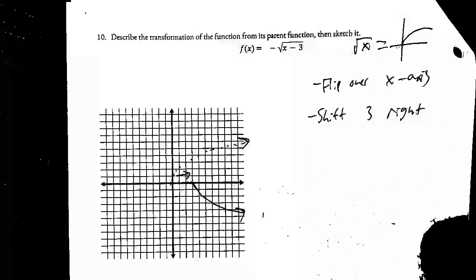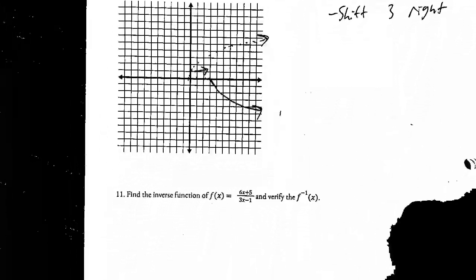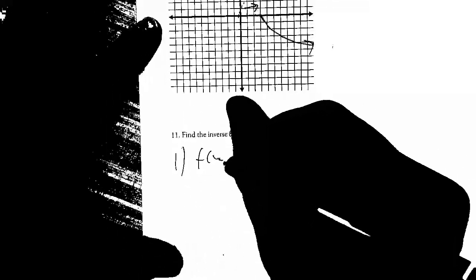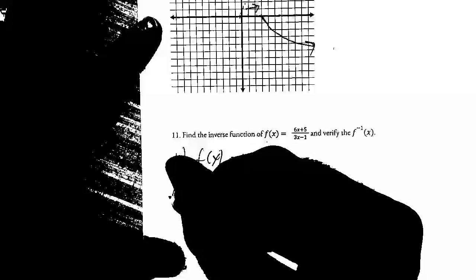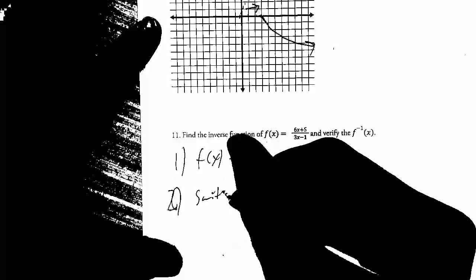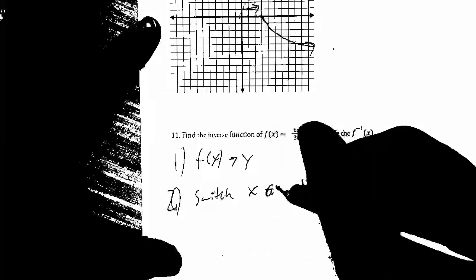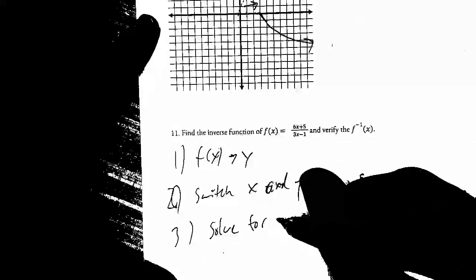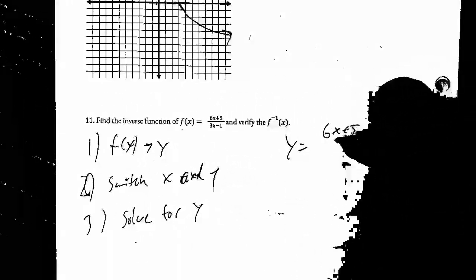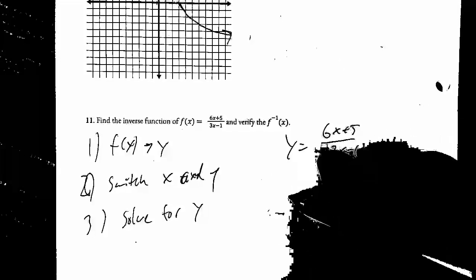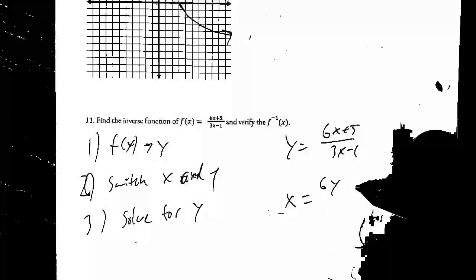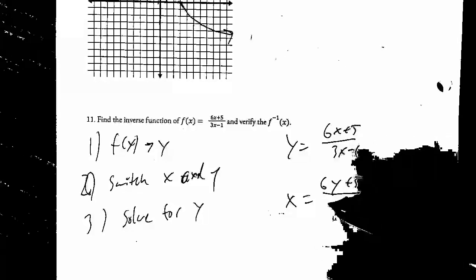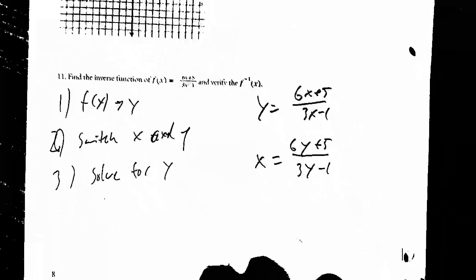Okay. All right. Next one, 11, inverse. So remember, the steps for inverse are you change f of x to y, 2, you switch x and y, and then 3, you solve for y. Okay. So here, let's do the steps. We're going to have y equals 6x plus 5 over 3x minus 1. Let's switch them. We're going to have x equals 6y plus 5 over 3y minus 1. And we'll solve for y.